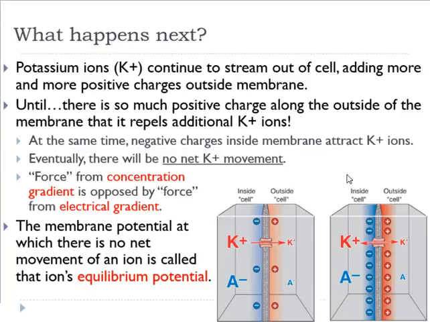So the membrane potential at which there is no net movement of ions is called the equilibrium potential of that membrane.